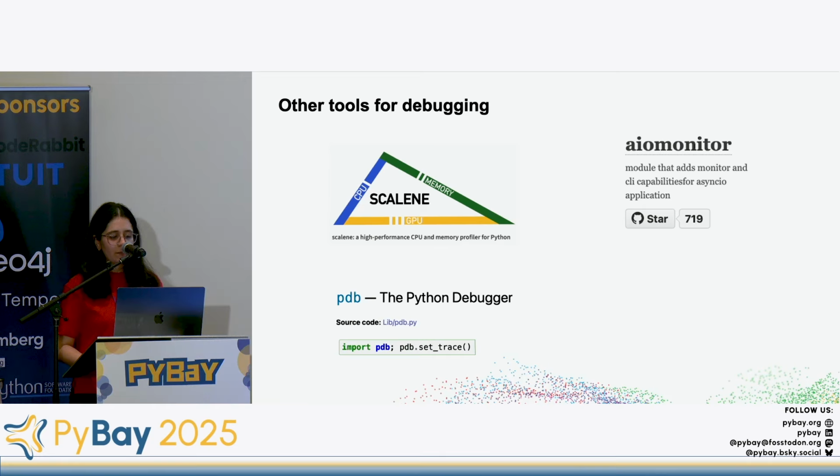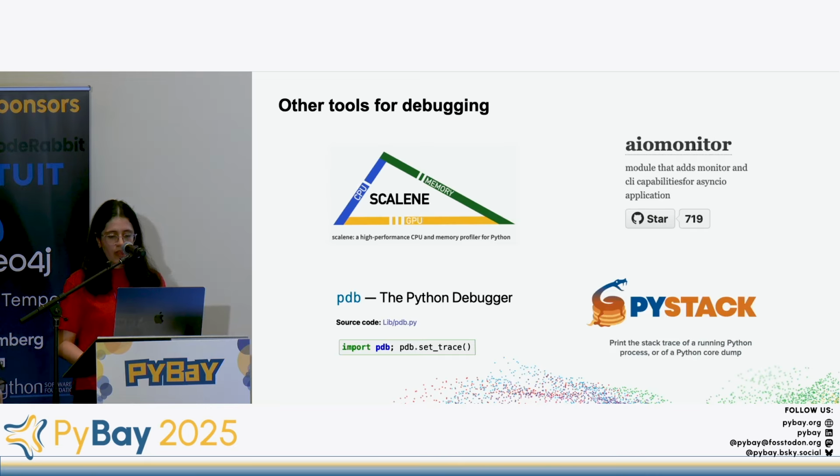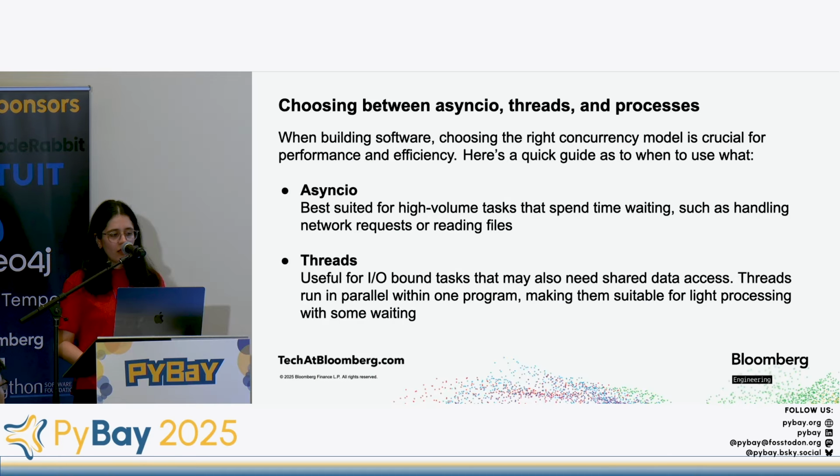We have PDB, the Python debugger, and you can use this using import pdb and set trace. And this allows you to set breakpoints and interactively step through your application. And finally, we have PyStack that prints the stack trace of a running Python process or Python core dump. And this allows you to find blocking pieces of code, all without stopping your execution.